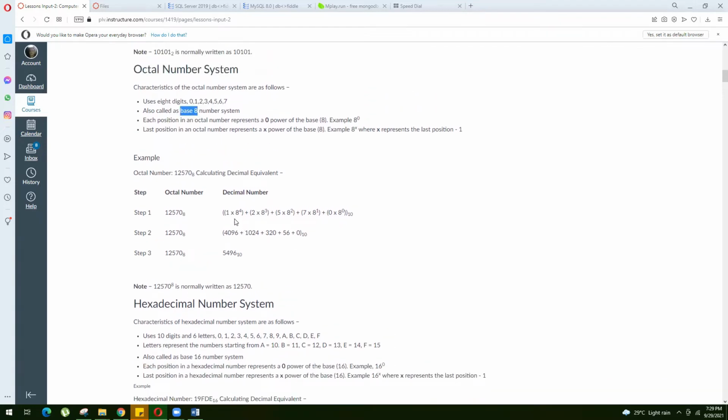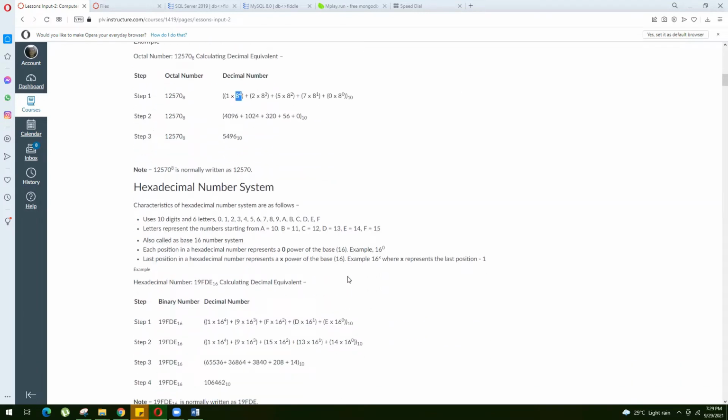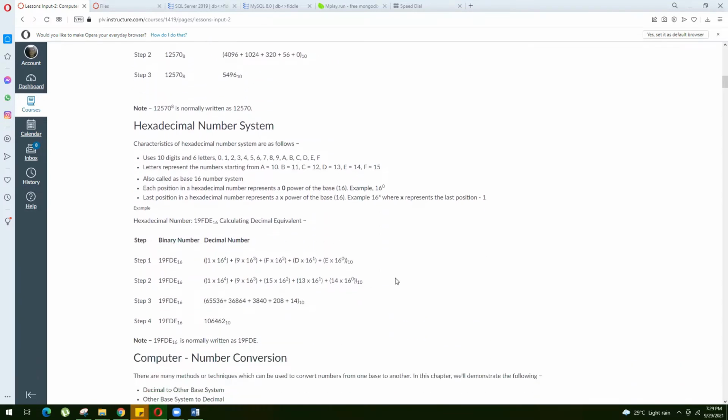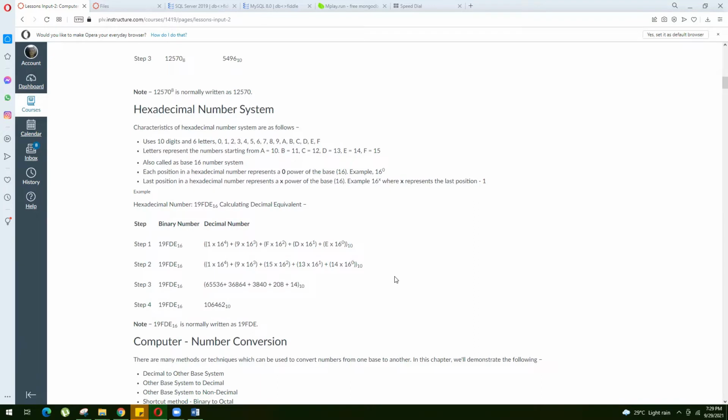Now, instead of using 2 raised to a number, we are using 8 raised to a number. Okay? For the hexadecimal, that is also true.